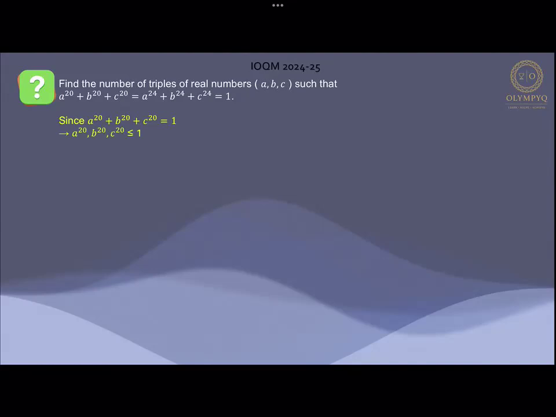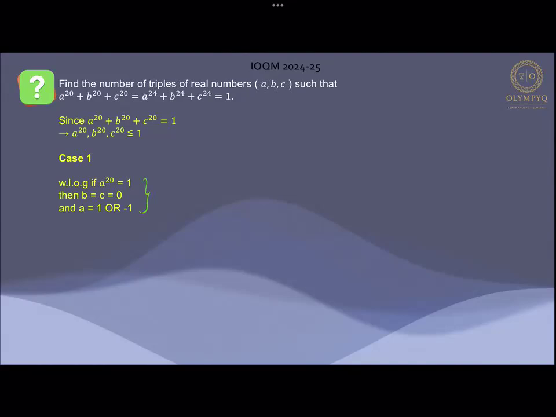The first case is when a^20 is equal to 1. If a^20 is equal to 1, then the values of b and c have to be equal to 0. So from here we get two different values of a: either a is equal to 1 or a is equal to -1. Since we are talking about without loss of generality, similar cases will come for b and c as well.